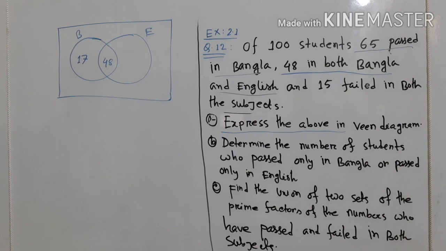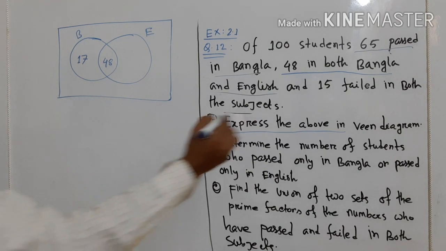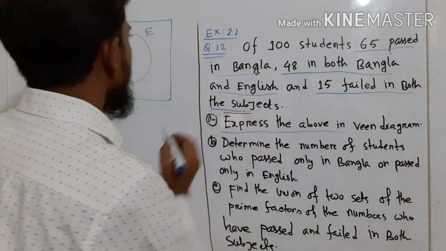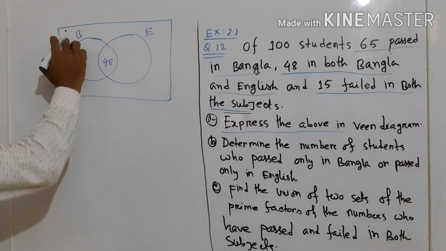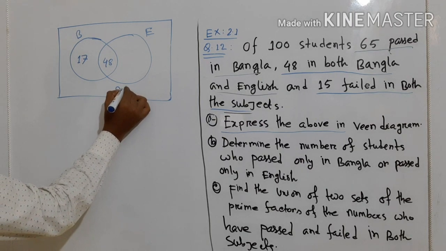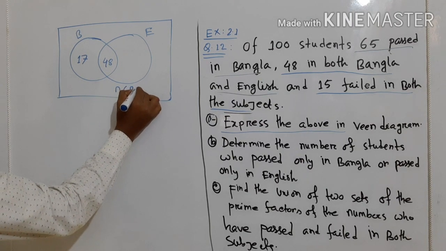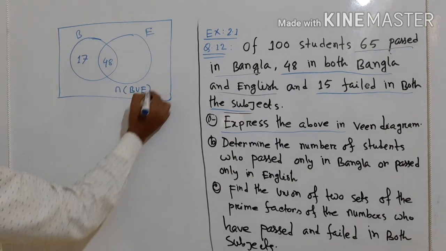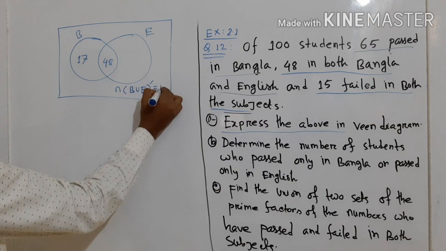And here we see that 15 failed in both the subjects. So our two subjects are Bangla and English. So 15 students failed in both these subjects. So the number of B union E, complement, equal to 15.